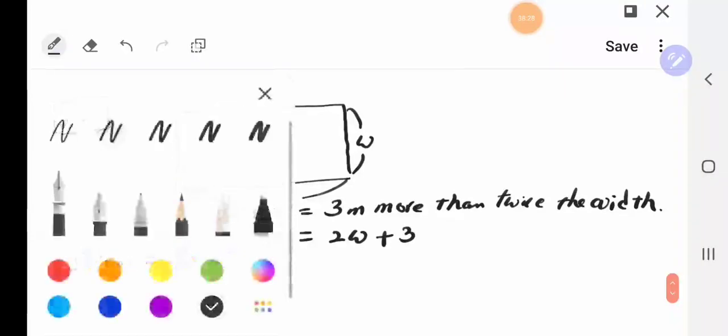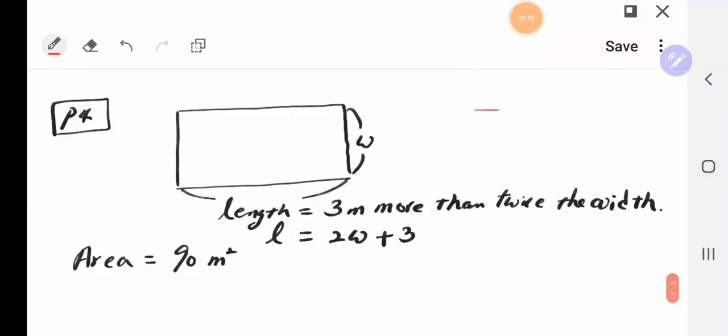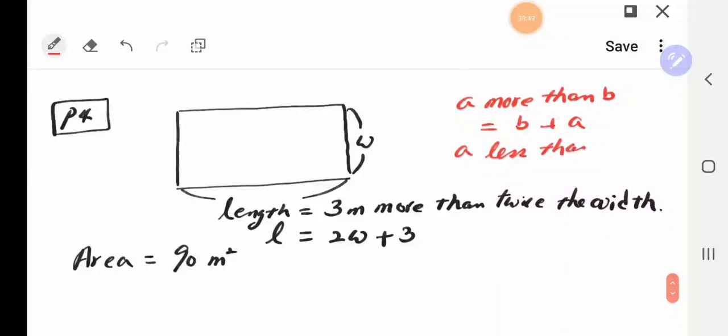Whenever you have A more than B, then the expression is B plus A. So write down the second expression first. If you have A less than B, then the expression is B minus A. So twice the width is 2W, right? And then more than, so we have to write 2W first. So that's the length.